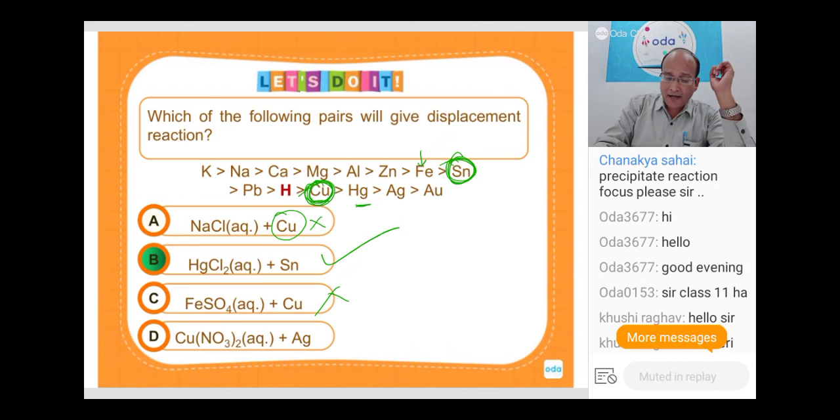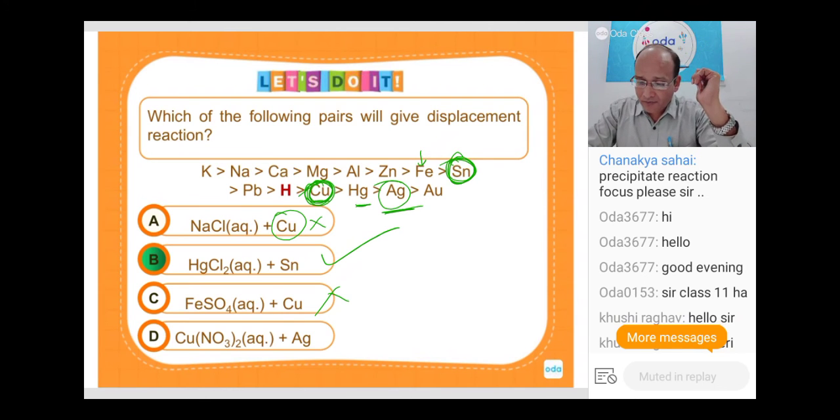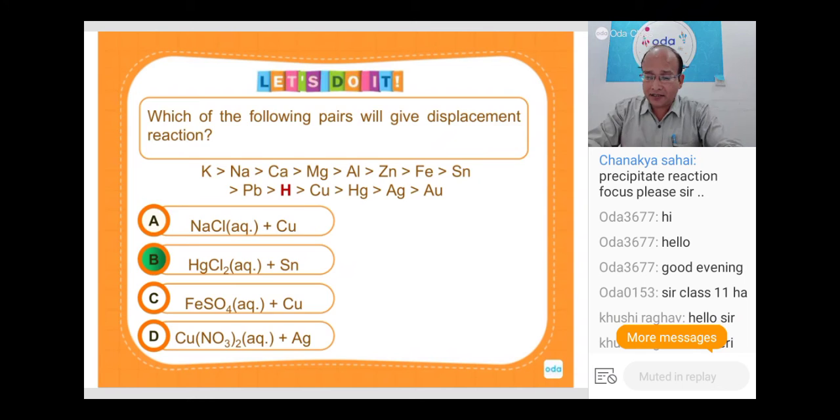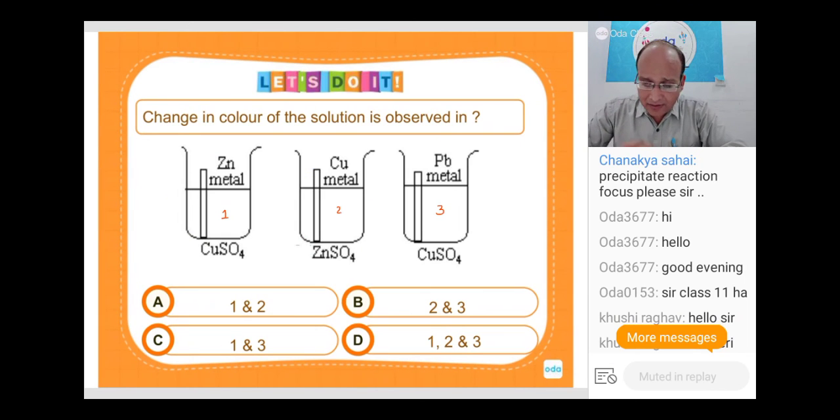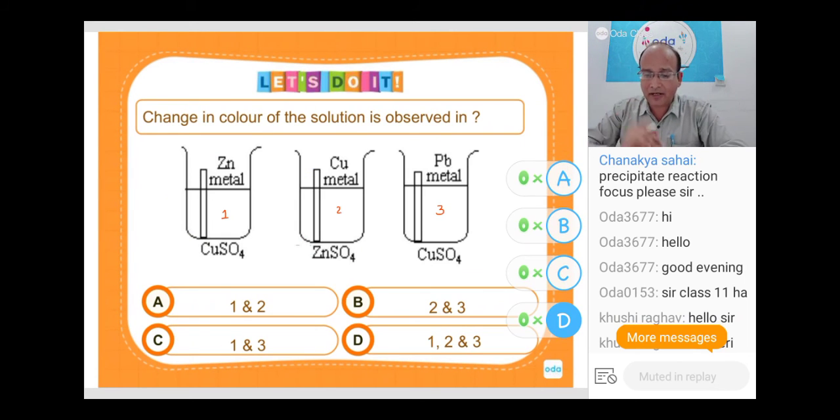What about D? You have added Ag to copper nitrate. Ag is again behind copper. It is a less reactive metal. So this reaction will also not take place. Okay, समझ में आ गया? So in order to carry out the reaction, you should put a more reactive metal than the metal present in the salt. Okay, guys. So I hope this is clear to everyone.